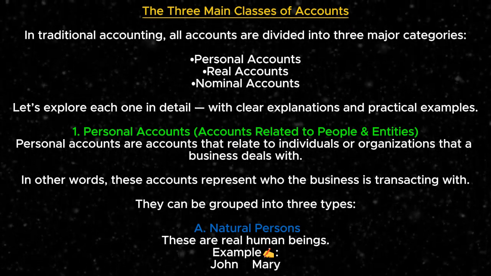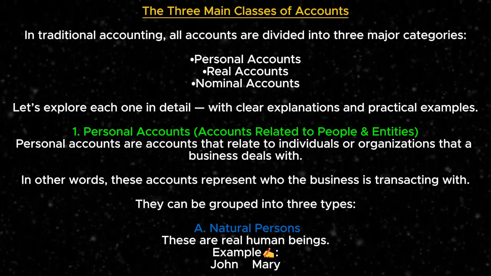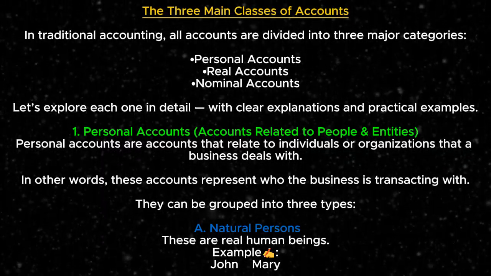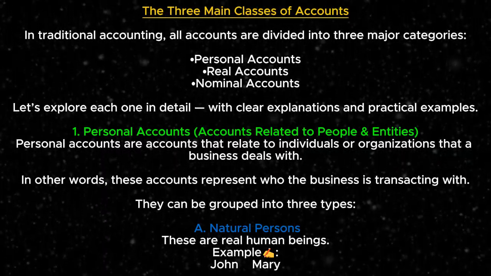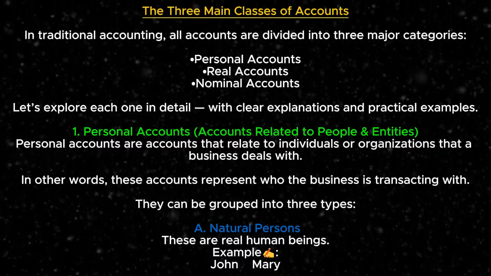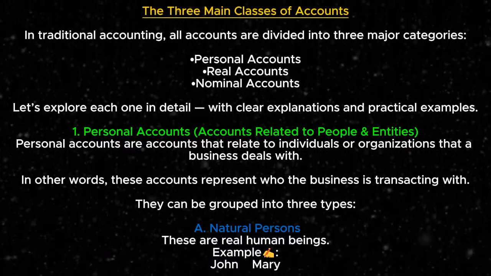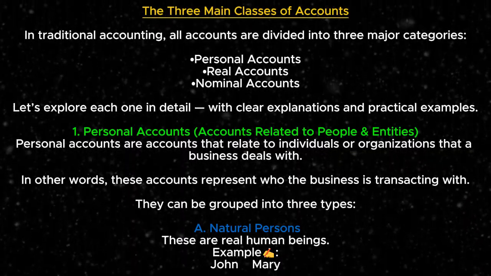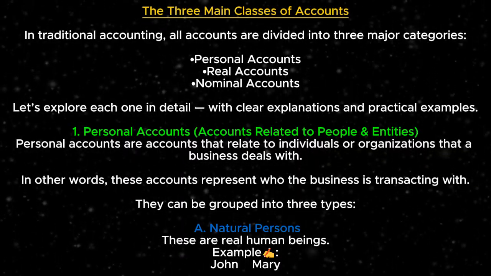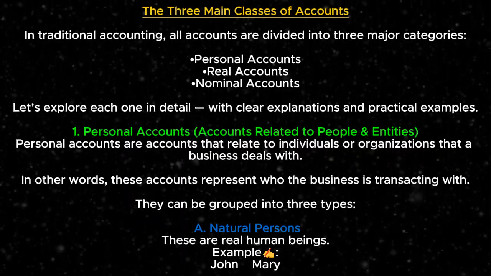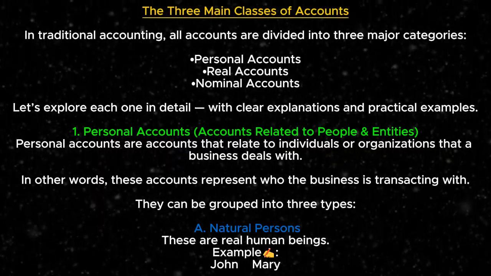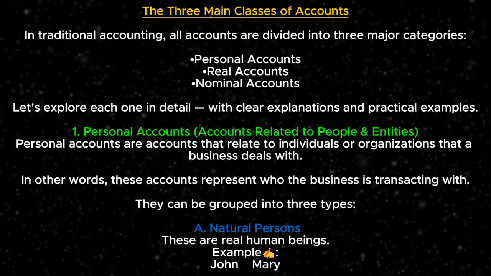The three main classes of accounts. In traditional accounting, all accounts are divided into three major categories: personal accounts, real accounts, nominal accounts. Let's explore each one in detail with clear explanations and practical examples. 1. Personal accounts. Personal accounts are accounts that relate to individuals or organizations that a business deals with. In other words, these accounts represent who the business is transacting with. They can be grouped into three types.